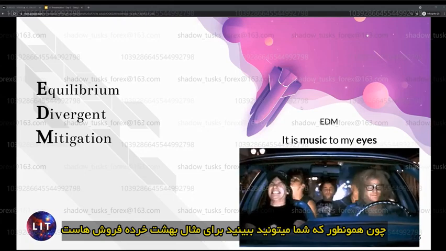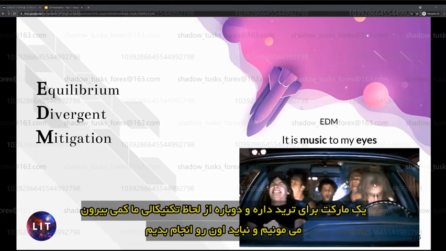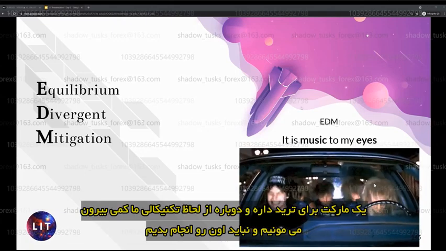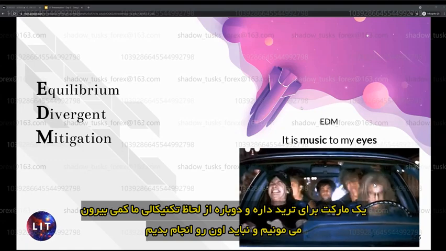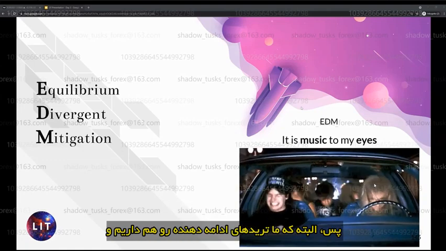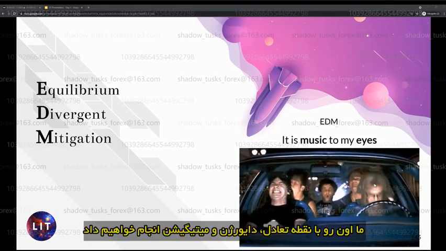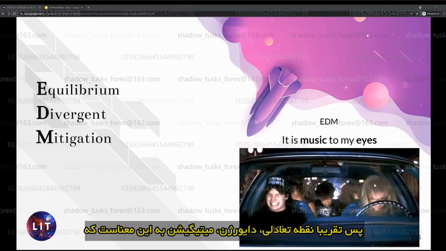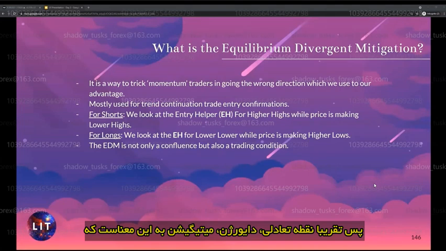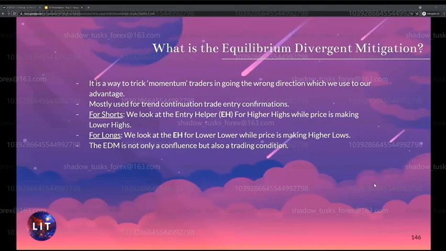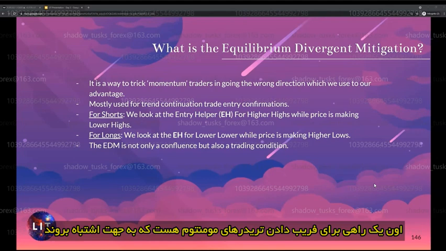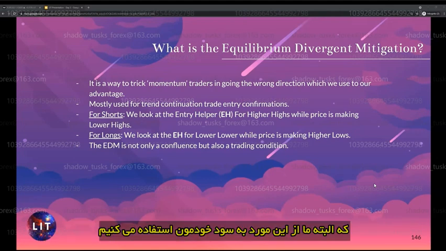Because again, as you saw, for example, the retail heaven, just having a trading market. And again, we technically sit out there a little bit, and we don't need to do that. So of course, we have continuation trades as well, and we will do it with the equilibrium divergence mitigation. So what is going on here? Pretty much, equilibrium divergence mitigation means it is a way to trick momentum traders into going in the wrong direction, which we use to our advantage, of course.